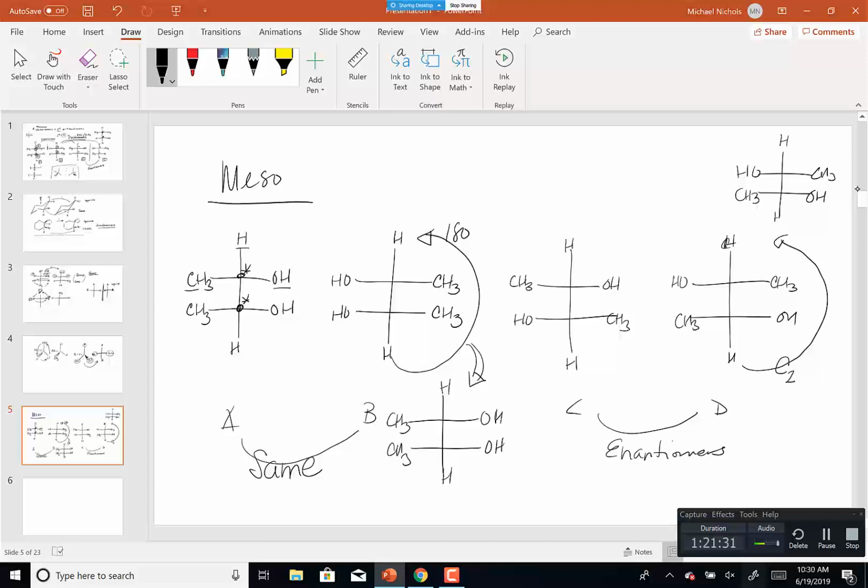So remember how I've been saying the 2^n formula gives you the maximum number of stereoisomers? How many individual stereoisomers are there from A to D? 3. So there would be a maximum number of 4, but if you have a meso compound, it reduces it by 1. So in this case, all we have is a meso, and then we have the 2 enantiomers. Those are the possible stereoisomers here.